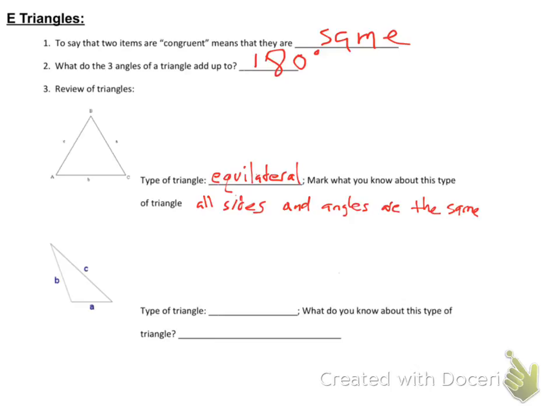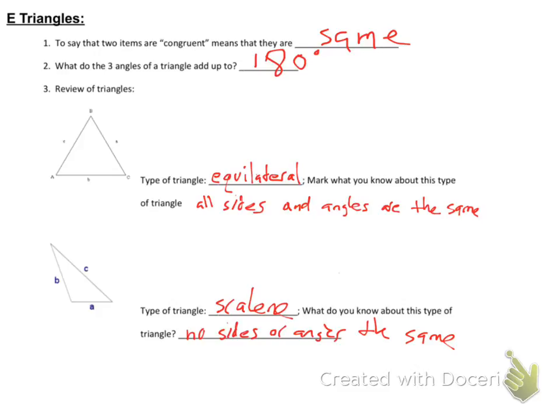But this next one is actually called scalene. Scalene means that no sides are the same, so no sides or angles the same.